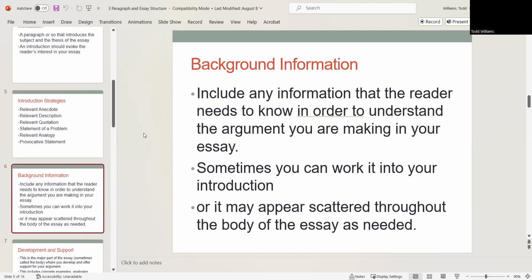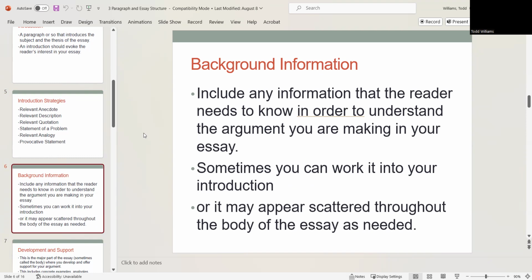The next one is background information. Just again, keep this in mind. You want to make sure that you give your reader enough information so that they know what you're talking about in your essay, so that they can understand the subject you're talking about, the argument you're making. So include any information that the reader needs to know to understand what you're talking about.